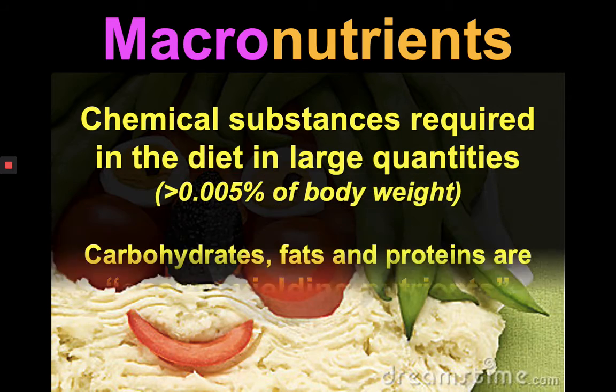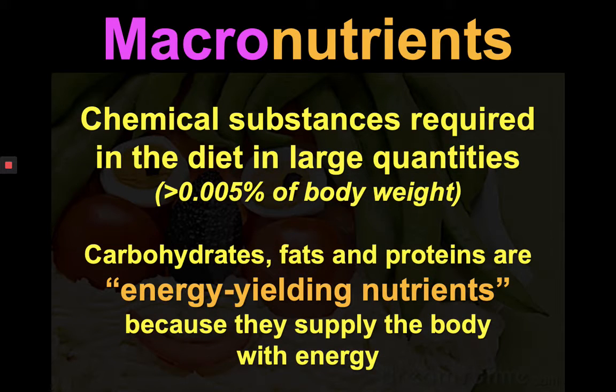Macronutrients, generally speaking, are chemical substances that are required in the diet in large quantities. Most of the time we will get these through carbohydrates, fats, and proteins. These are what we call energy-yielding nutrients because they supply our body with energy. Anytime you think of consuming something that has a calorie associated with it, a carb, a fat, or a protein, it is energy yielding, and therefore it is considered a macronutrient and something that can support life.